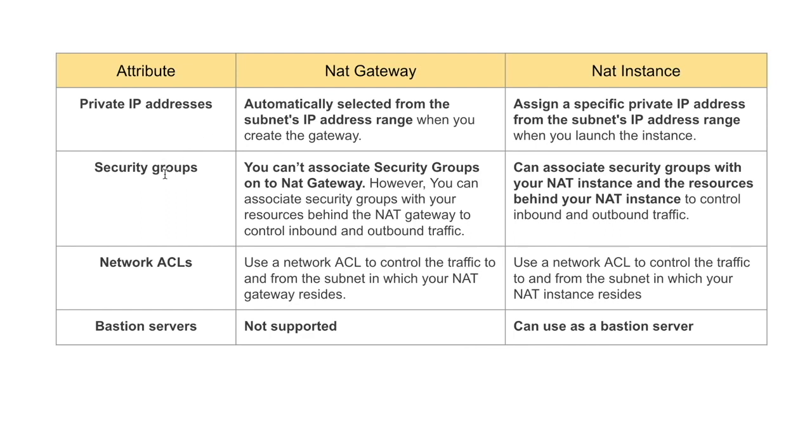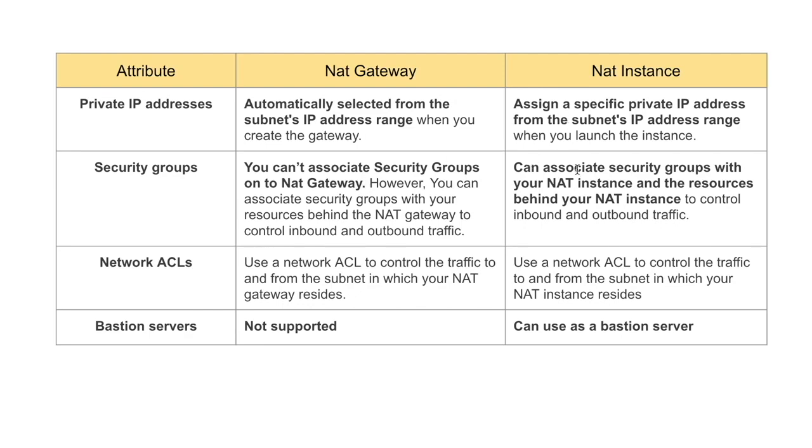And security groups, you cannot associate a security group with a NAT gateway. Since this is a managed service from AWS, you don't have control over it. So you cannot associate any security group. But however, you can associate security groups with your resources, like let's say EC2 instances in your private subnet, and do some control over the traffic that it receives or sends.